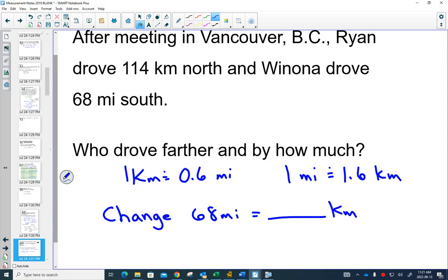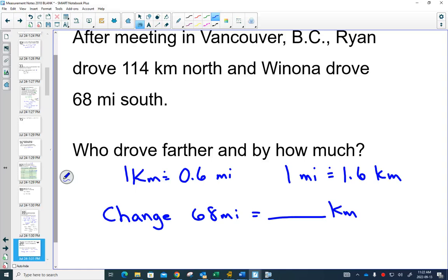Okay? Should I have more kilometers or should I have less? Should have more. Why? If we look at this one, 1 mile is 1.6. Which one is bigger? The kilometers is bigger. So you'll always have more kilometers than you would have miles.